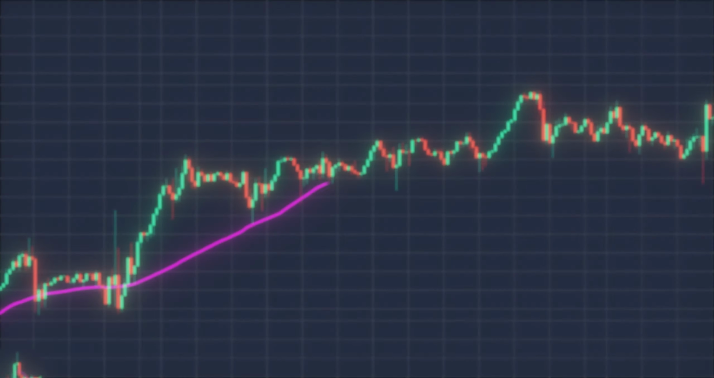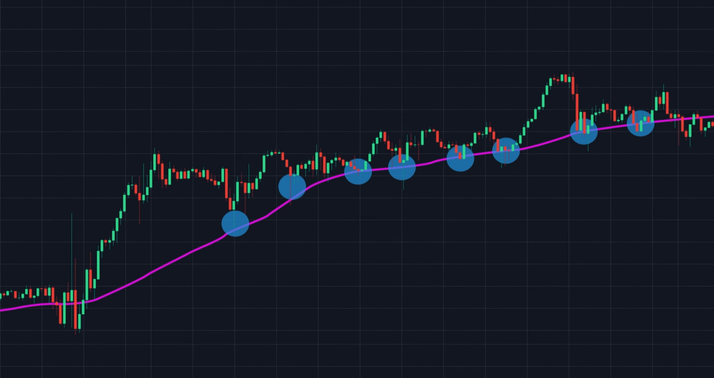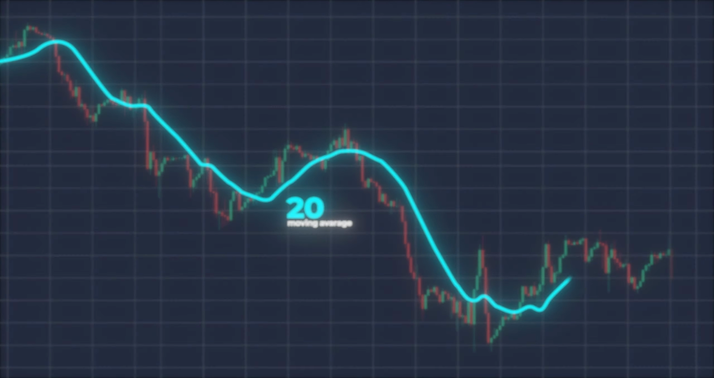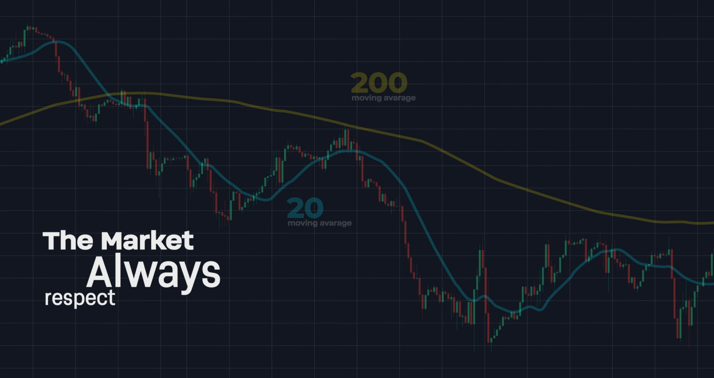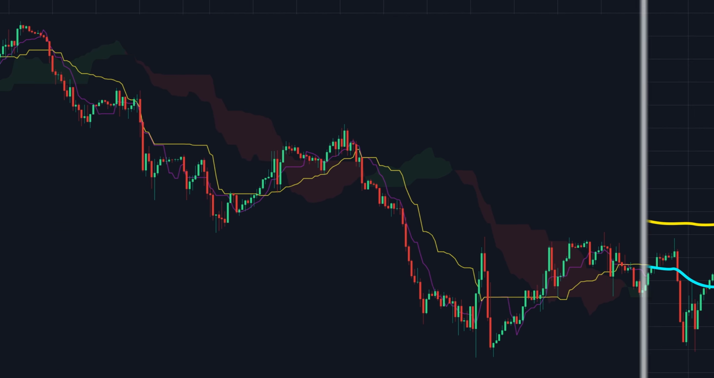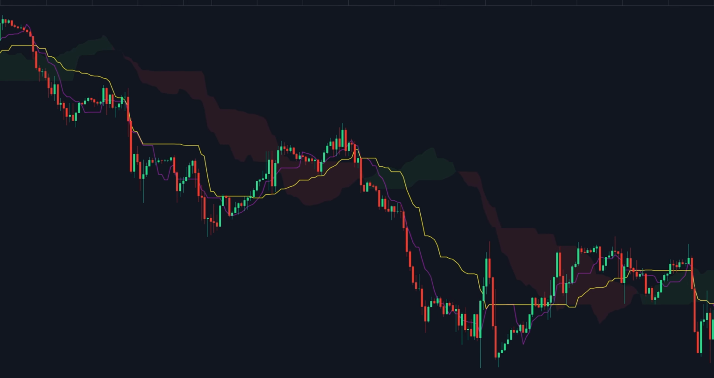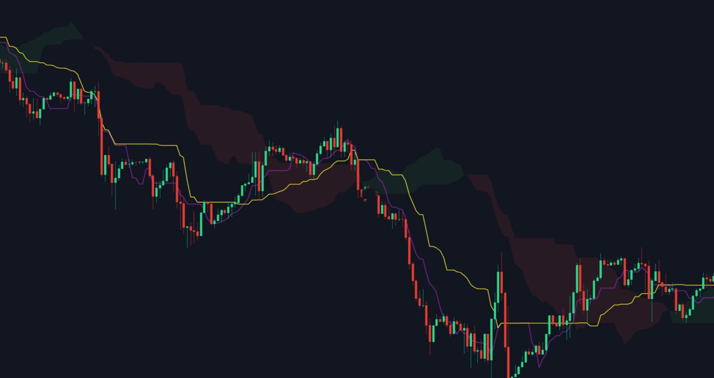You probably use moving averages in your trades and they work, as you can see. Whether it's a 20 period moving average or a 200 period one, the market always respects these levels. But if we replace these moving averages with an arsenal of moving averages, we can achieve much better results.